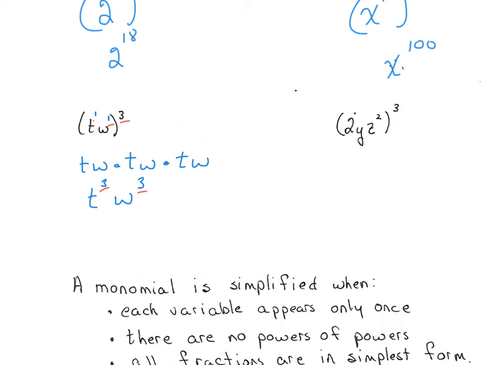Same thing over here on the next problem. We're going to have 2, and a 1 is understood. If you need to, write a 1 there to remind you. 2 to the 3 times 1, y to the 3 times 1, and z to the 3 times 2, which is 6. Now 2 cubed is 8, I expect you to know that, and I would want you to simplify that to 8y cubed z to the 6th.